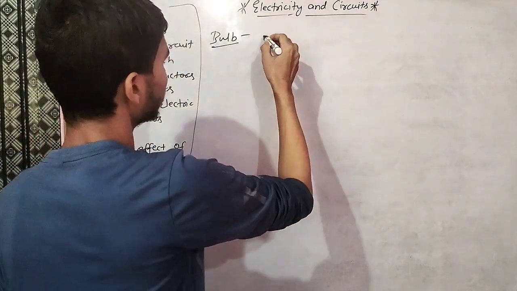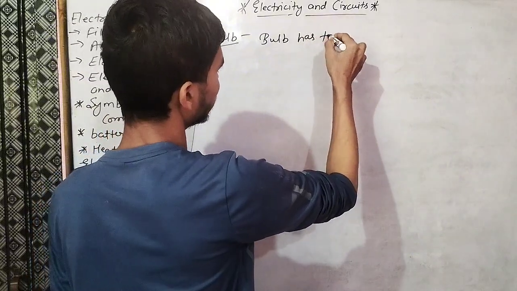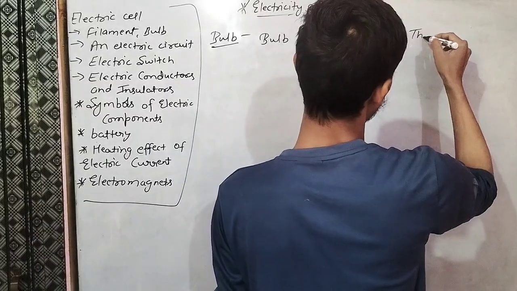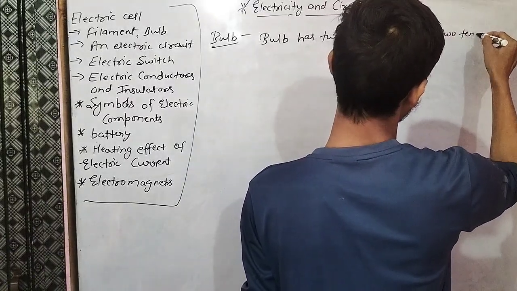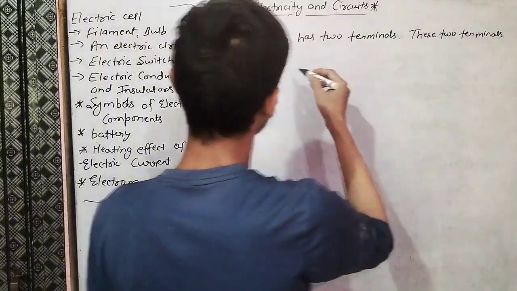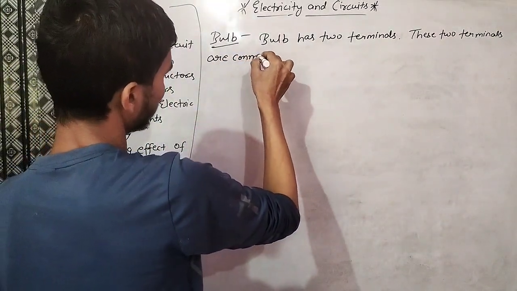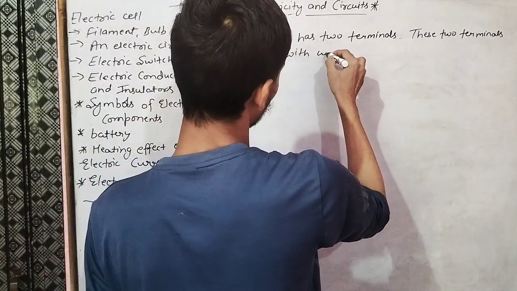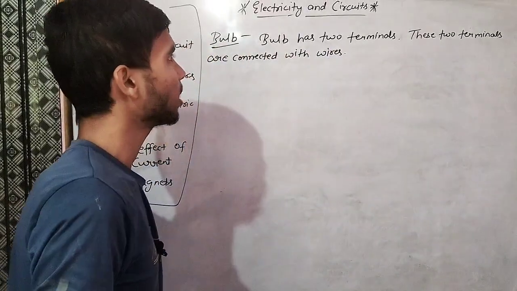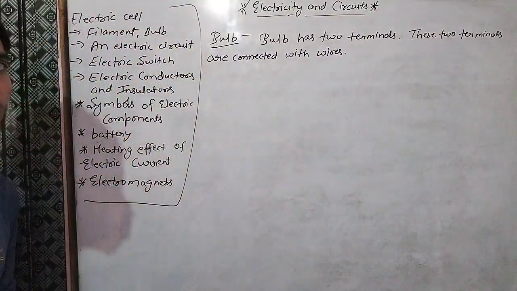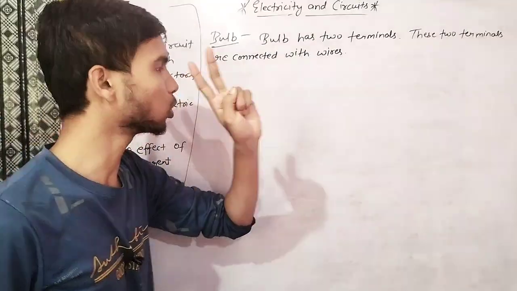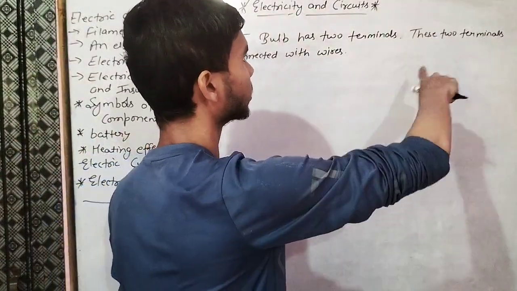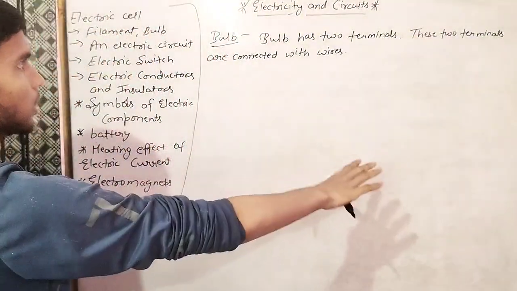Bulb. A bulb has two terminals. These two terminals are connected with wires. Why am I saying wires, not wire? Because here we are talking about two wires, one for the negative terminal and one for the positive terminal. Clear?